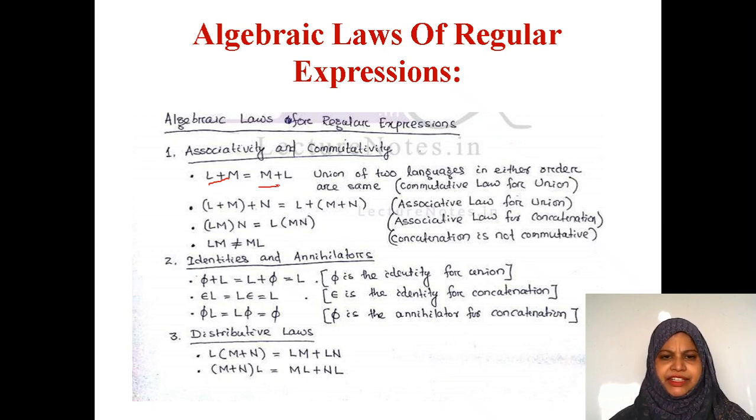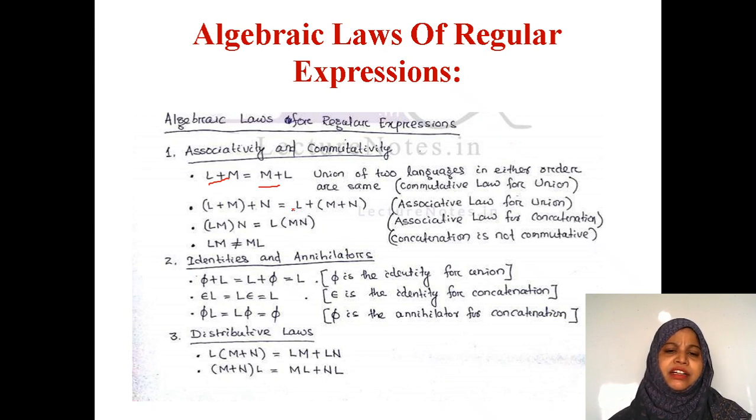Union is also regular. If L and M are two regular languages, then L plus M is equivalent to M plus L. Next one is the associative law. If L, M, N are three languages, then first we perform the union L plus M, and then the union of that with N. It is equivalent to first finding the union of M and N, and then the union with L, that is L plus M plus N. This is the associative law.